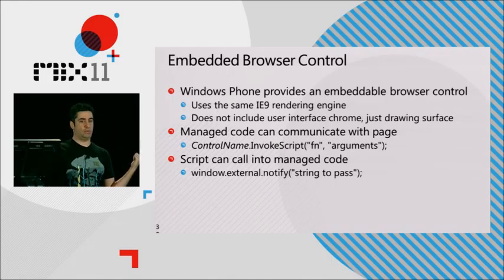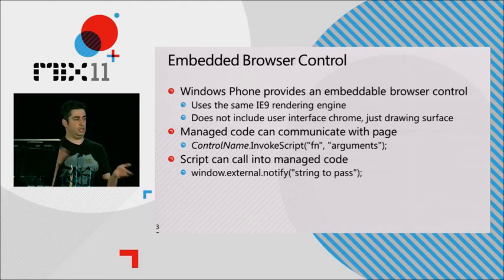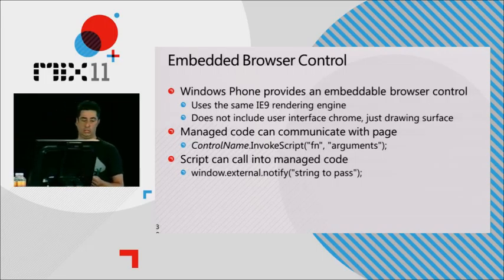Your JavaScript can talk to the managed code using our window external notify. Now, the thing you have to realize is that we only pass strings back and forth. So you'll have to JSONify or something else to your strings if you want to pass objects around. But that two-way communication is there.